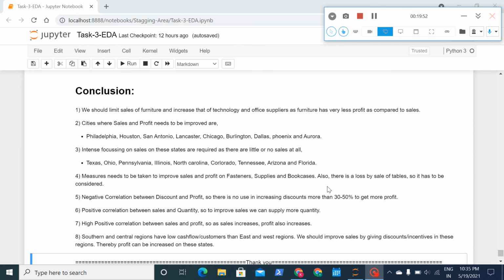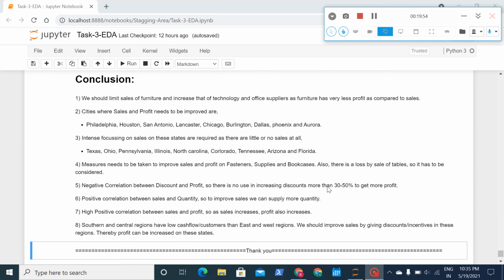Here I have summarized all the observations we have seen in the plots, and I wish to repeat those things. First of all, we should limit sales of furniture and increase that of technology and office supplies, as furniture has very little profit compared to sales. Cities where sales and profit need to be improved are Philadelphia, Houston, San Antonio, Lancaster, Chicago, Burlington, Dallas, Phoenix, and Aurora. Intense focus on sales in these cities is required as there are little or no sales at all.